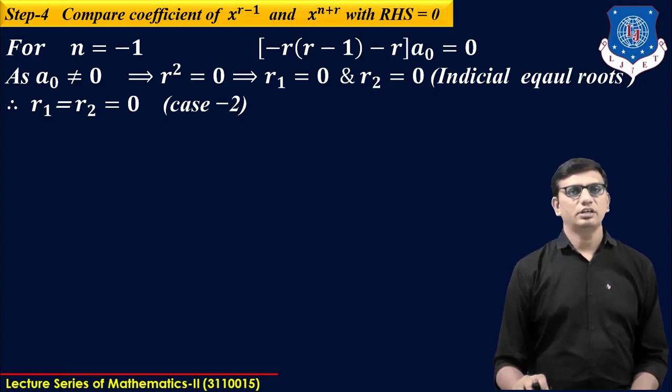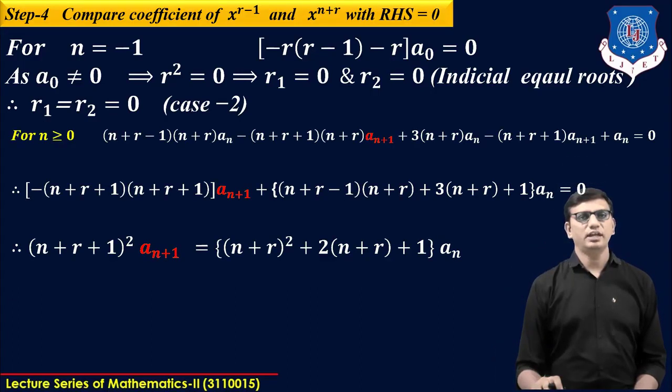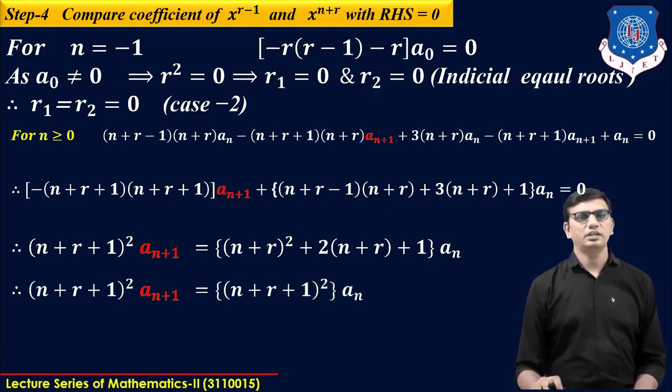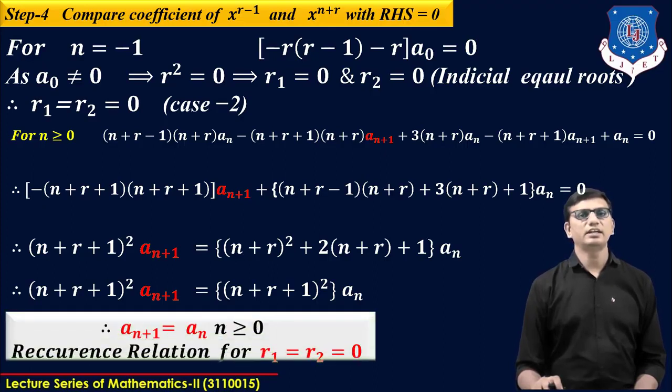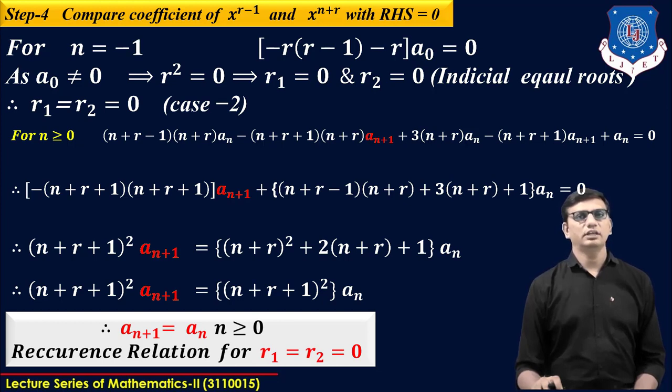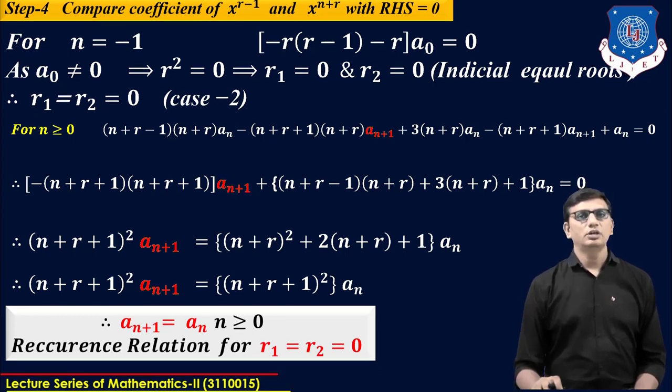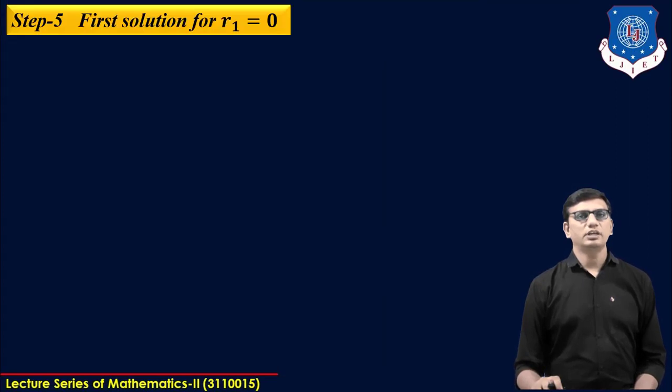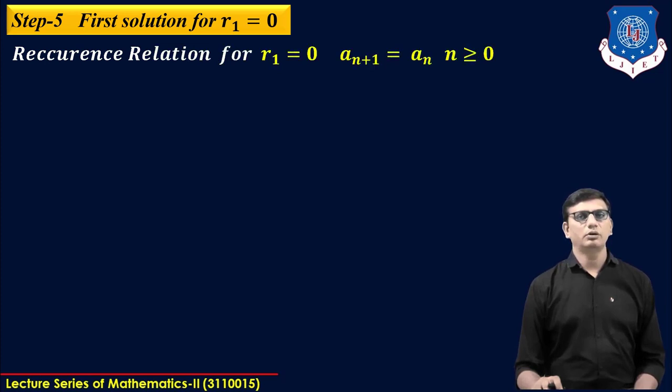Now for n greater than or equal to 0, after properly simplifying we get these steps, and then finally (n plus r plus 1) whole square an plus 1 equal to (n plus r plus 1) whole square into an. Then after cancelling (n plus r plus 1) whole square from both sides, we get the recurrence relation for n greater than or equal to 0, which is an plus 1 equal to an, the recurrence relation for r1 equal to r2 equal to 0. Now we get the first solution by putting r1 equal to 0 in our recurrence relation. Then finally our recurrence relation is an plus 1 equal to an for all n greater than or equal to 0.